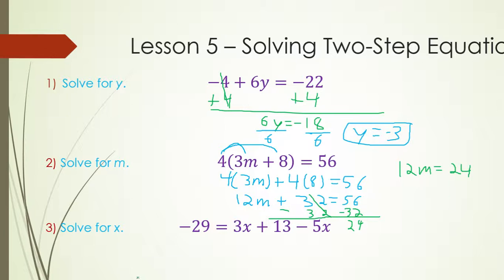Okay, now again, my last step, I'm going to do my division. Divide by 12, divide by 12. And so what would m be? You got 24 divided by 12. Good. 2. Okay. Great. We're on our last problem.